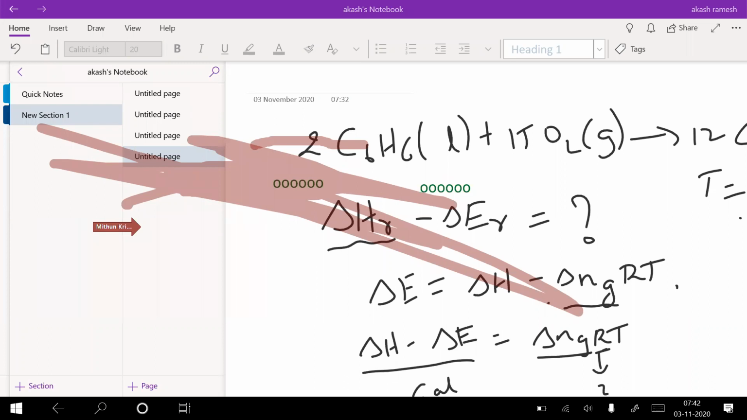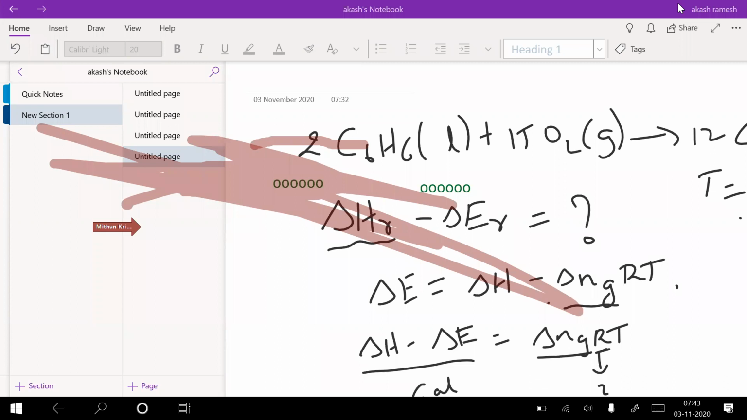Right. Okay, Pranav, are you there? Pranav? I am sure about the answer, sir. Okay, fine. Then whom should I ask? Maybe Venisha. I think she'll be available in the chat. Right. Venisha, are you there? Can you tell me what is delta Ng for this reaction? -3. Yes, very good.